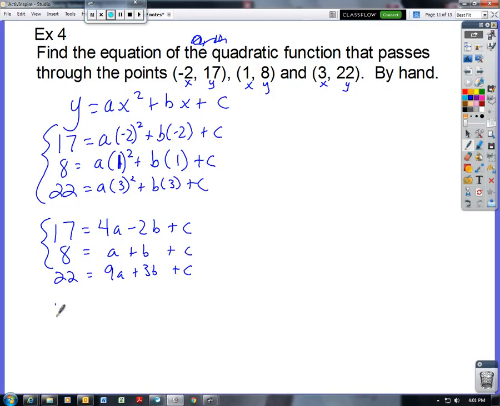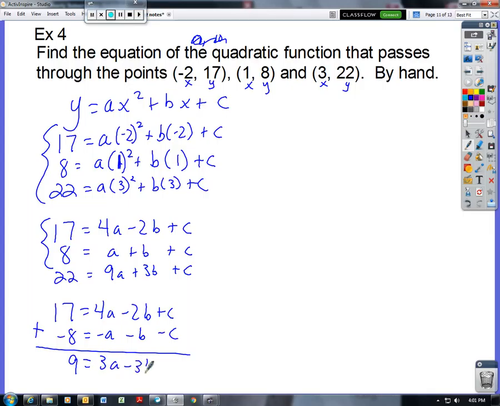So I'll take my work down here because I don't want to pollute this. I'm going to negate all of these, change their sign, so they'll all become negative in this case. Then I'm going to add them. So 17 minus 8, and then that's 3a, that's negative 3b, and those cancel. Then I'm going to go back and do the same thing with these other two.